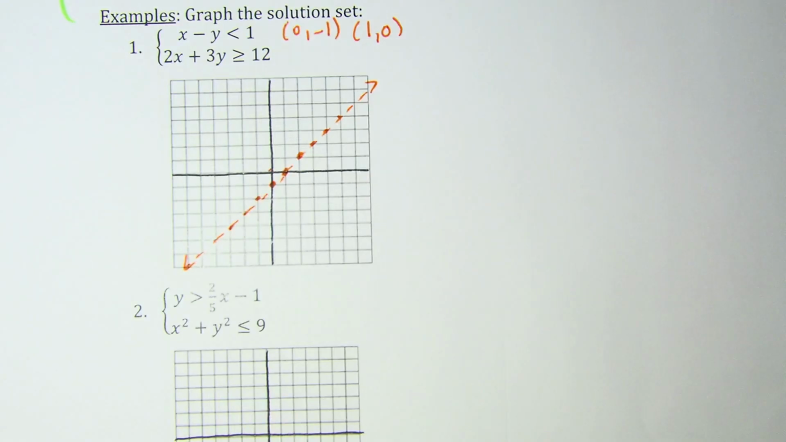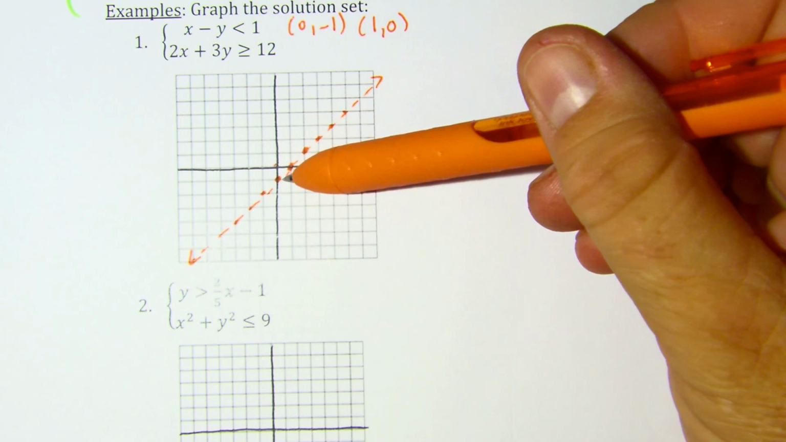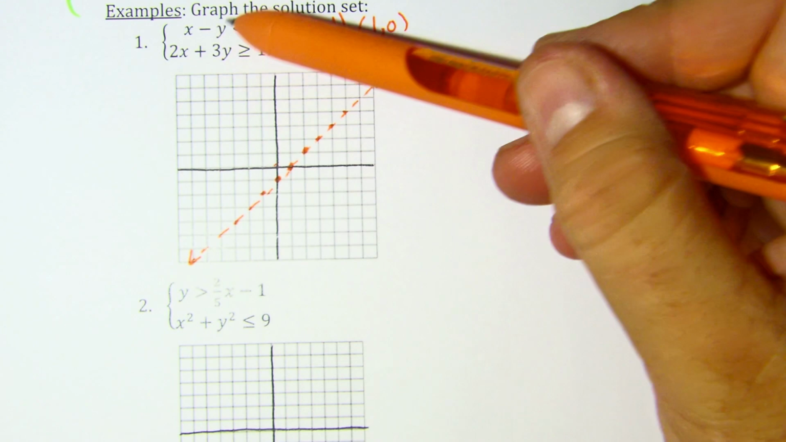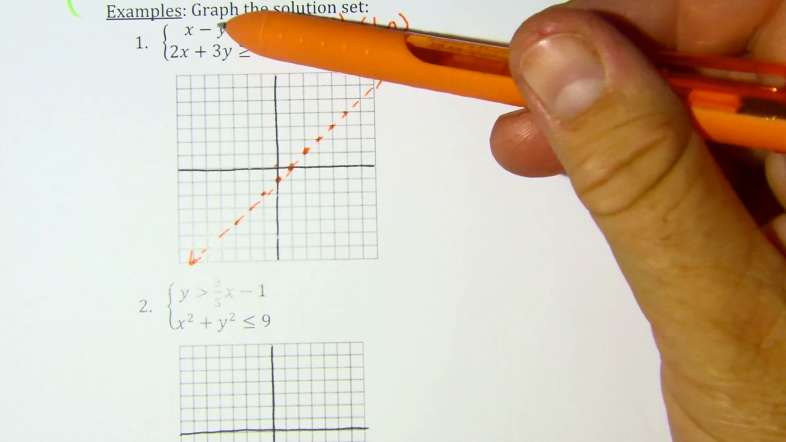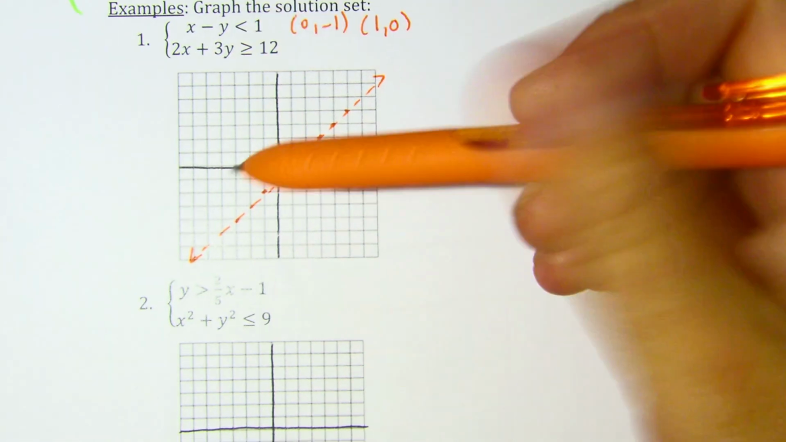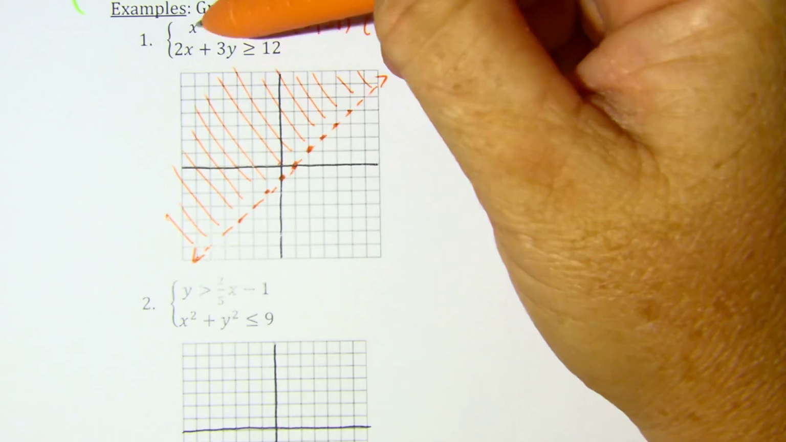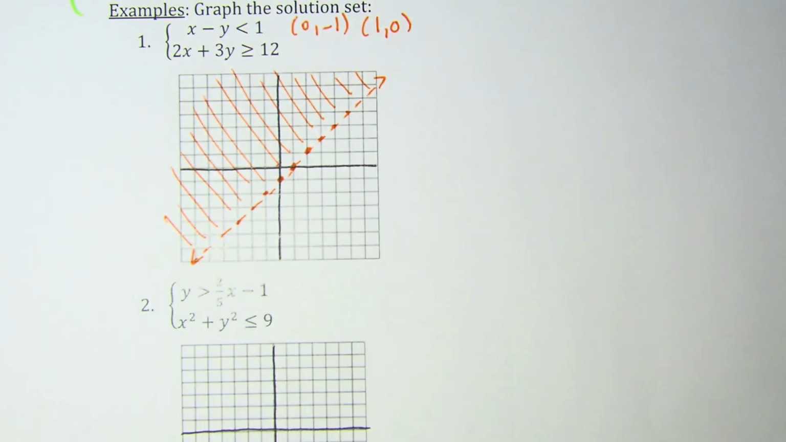And then I need to determine if I'm shading above or below the line. Well, the way we determine that is by plugging in a test point. And the easiest point for us to use is the point 0, 0. As long as that is not on the line, you can use it. 0, 0 is not on this line, so I can use that. Plugging in 0 for x and 0 for y, 0 minus 0 is 0. 0 is less than 1. So when you get that test point and you get something that's true, like that, 0 is less than 1, then you shade on the side of the test point. If I got something that was false, so let's say it was facing the other way, 0 is greater than 1, then I would shade on the opposite side of the test point. Okay.